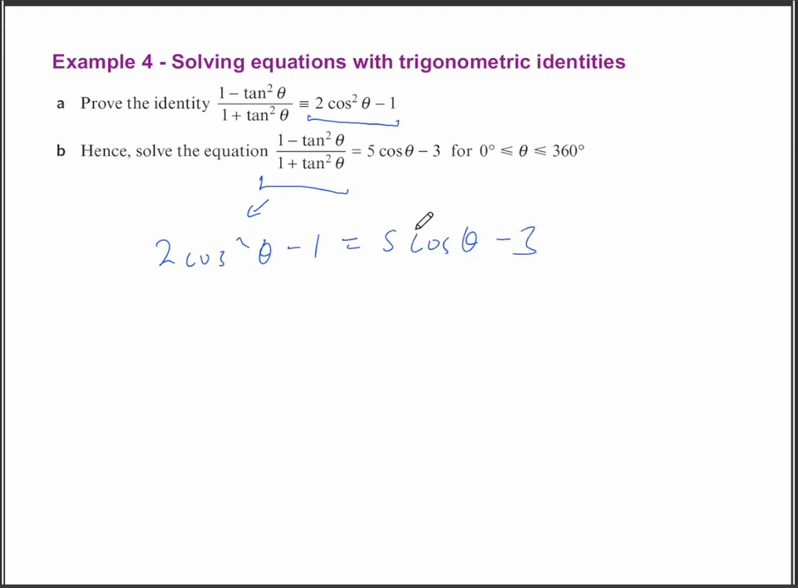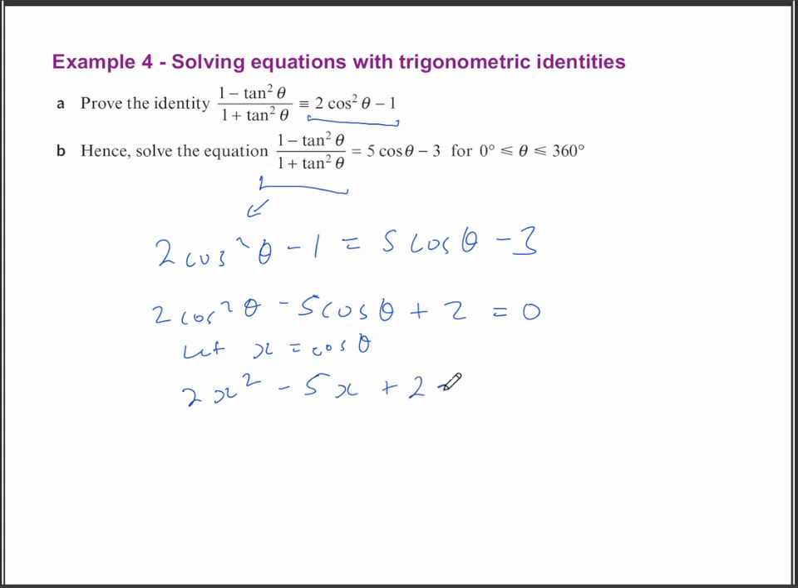And then here we have cos on both sides, so we can just solve this quadratically. We did this in our first lesson. So we're going to rewrite this as 2 cos square theta minus 5 cos theta minus 1 plus 3, which is just plus 2, equals 0. And then we can substitute cos theta for x. So let x equal cos theta, and we will get 2x squared minus 5x plus 2 equals 0.